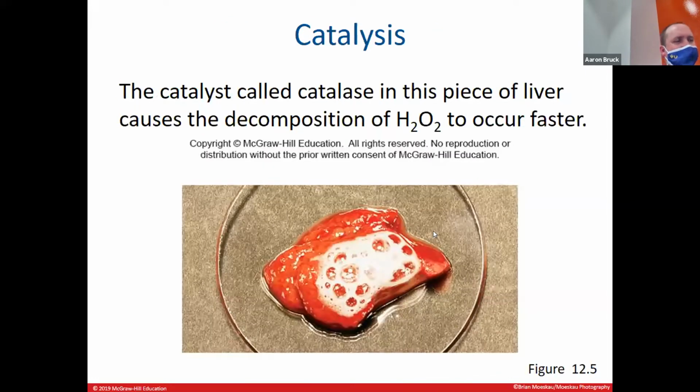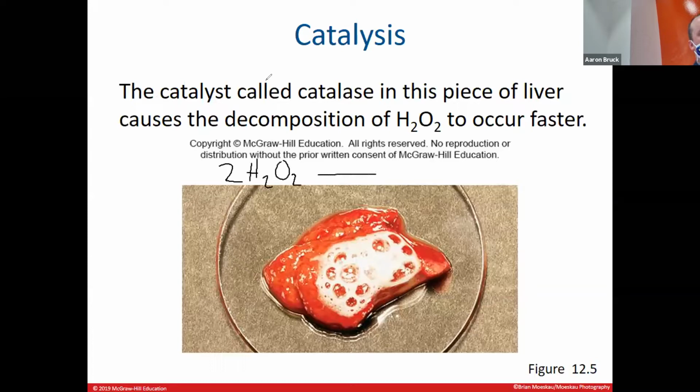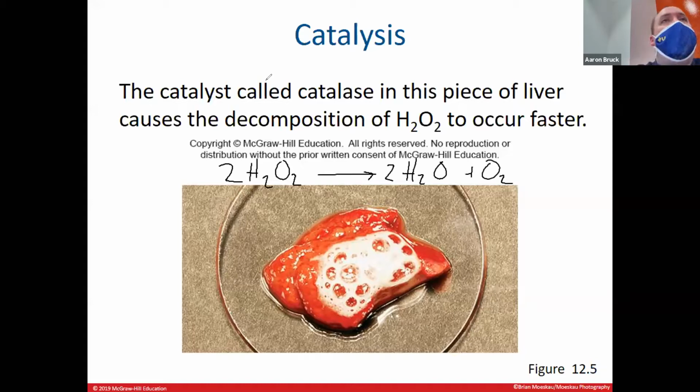For catalysis, the reaction that we are viewing here is the reaction of hydrogen peroxide to form water and oxygen gas. Now, this reaction will occur on its own.